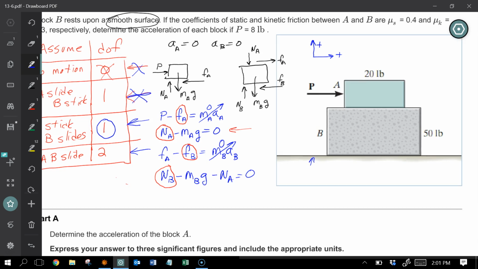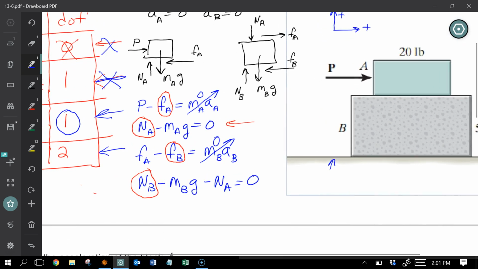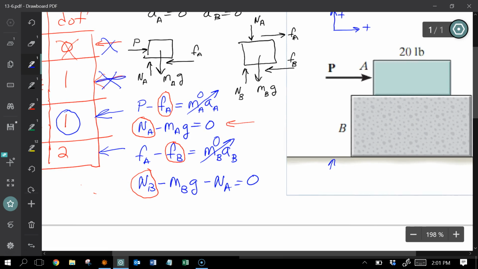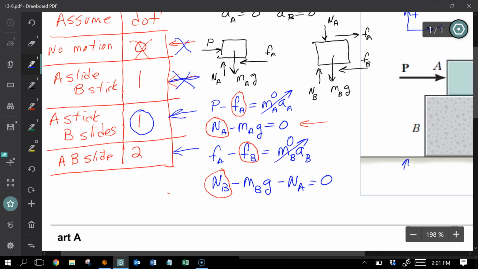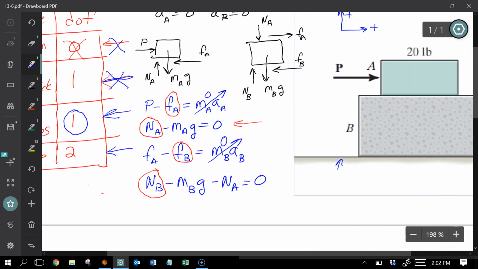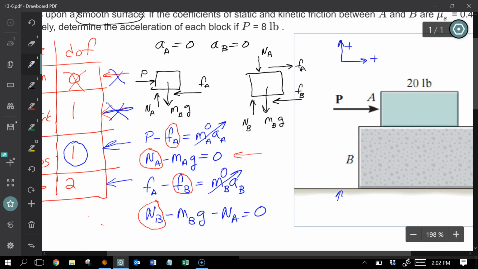Let's take a look at the free bodies. What changes in the A free body? Nothing, really, because you're assuming A is sticking. So there's static friction up here on A, just like before. If A does slide, it will slide to the right, so nothing is changing up here.